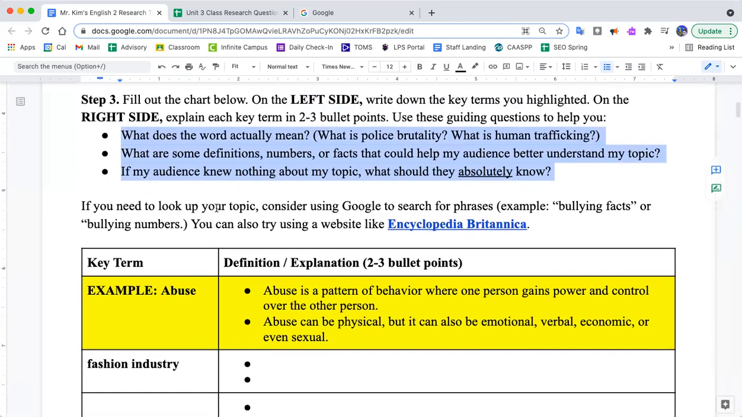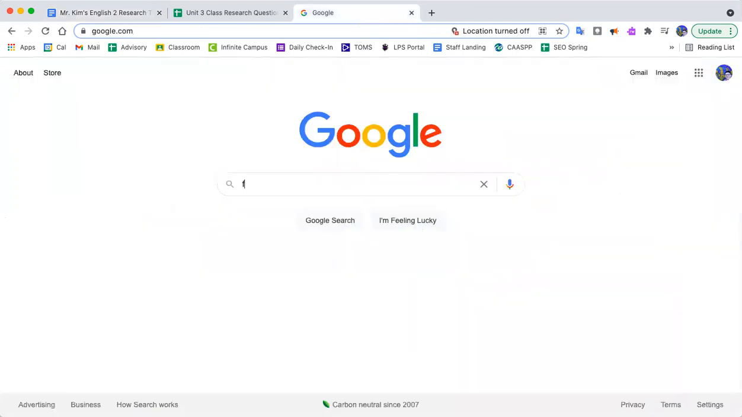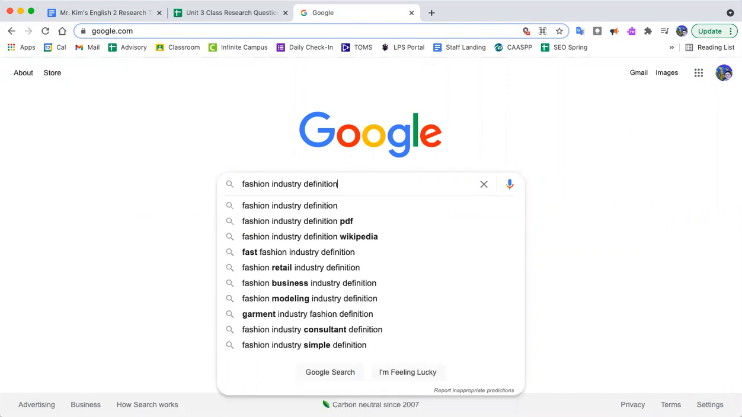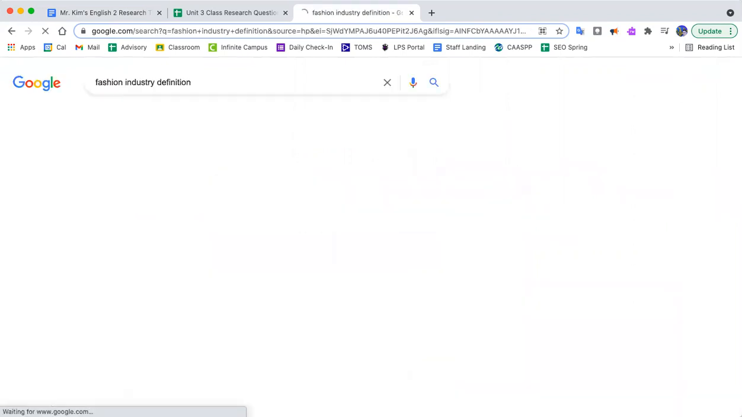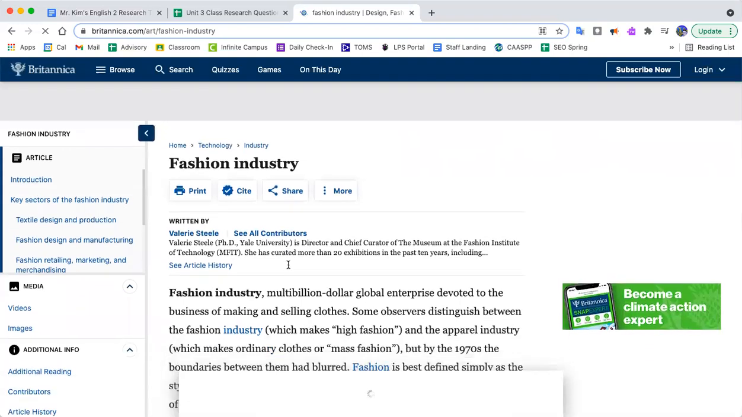Now, if you want to use some research, Google can be really helpful. You can also use a website like Encyclopedia Britannica. In my case, I actually am going to Google fashion industry definition because I think that I might want a more formal definition. And I actually got a result. The first one is from Encyclopedia Britannica, which is a pretty reliable source. So let's look at what they said.